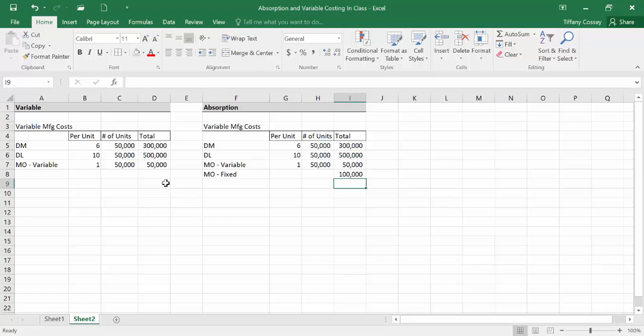So now we have all of the costs that are going to be included in our inventoriable costs, the costs that get assigned to inventory and then spread over the units to determine the cost of each unit. So we're going to call these inventoriable costs, and we're going to add them up.